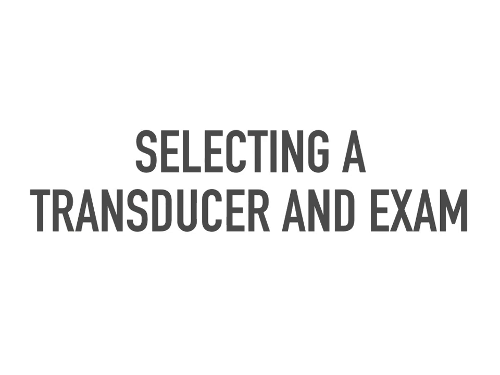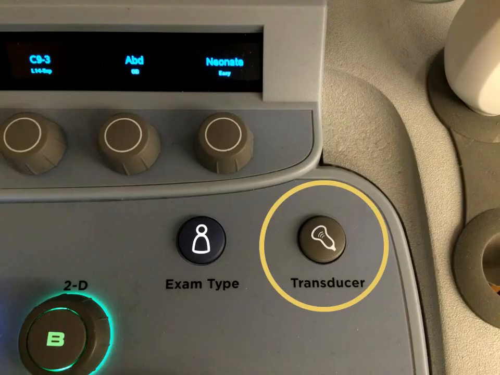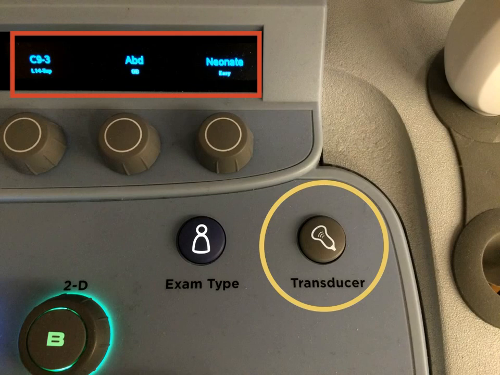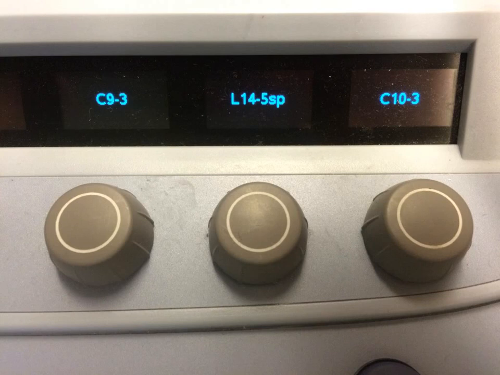The next step is to select the probe you want to use for the exam you will perform. Tap the Transducer button at the upper right side of the control panel. The small screen located in this location will change from whatever it says to this. These represent the 3 probes that we have attached to the machine. Depending on the exam you are doing, you can select a probe by tapping the button underneath it.